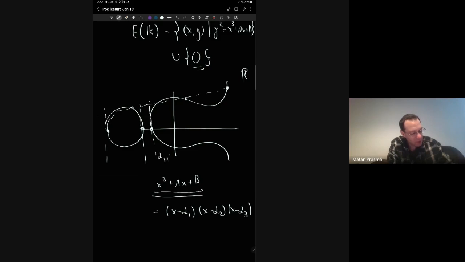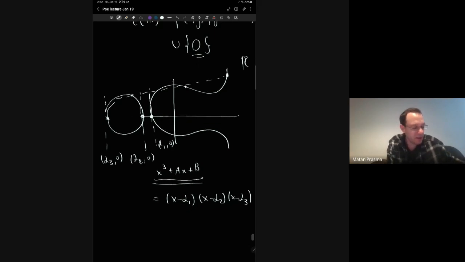But in any case, this will be alpha 1, 0, alpha 2, 0, and alpha 3, 0. And according to the binary operation that we defined, all of these points, let's say P1, P2, and P3, will be points such that if you add them to themselves, you get 0, or you get the point at infinity.